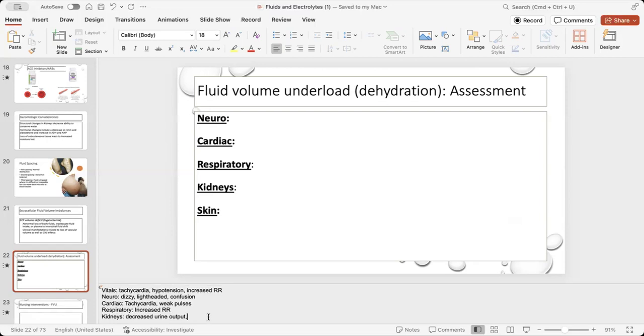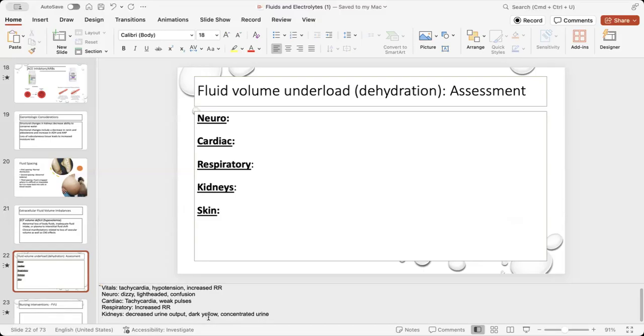Okay. If we do have any urine output, what might it look like? If you're dehydrated and you go to the bathroom and you urinate, what's it look like? Dark yellow. Concentrated, yeah. What would happen to my urine specific gravity if I was dehydrated? Elevated, yeah, it'd be elevated. Okay. What would my skin possibly look like, feel like? Pale. Yeah, dry. Okay, good.